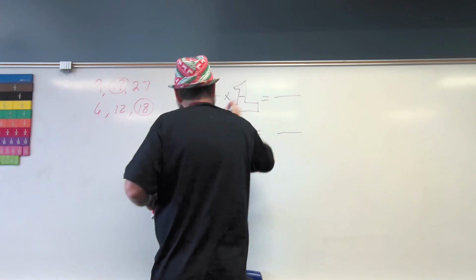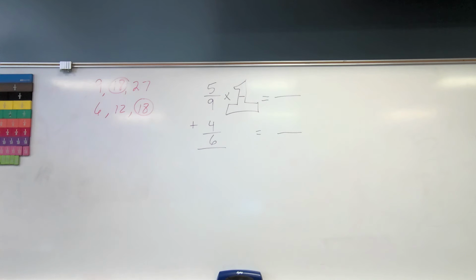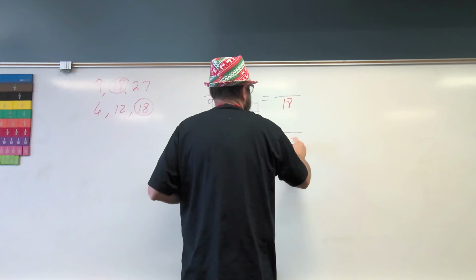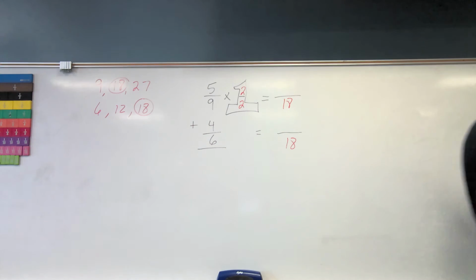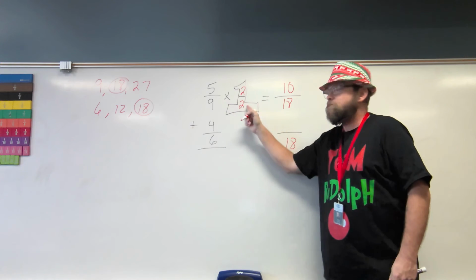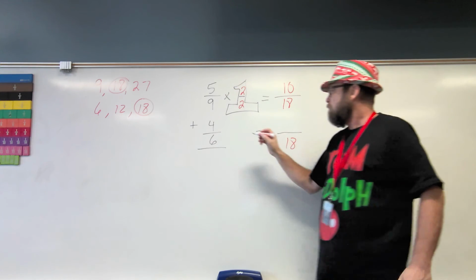So now, what do I multiply by 9 to get 18? 2. So I'm changing so they're both over 18. I multiply this by 2 over 2. And what is my numerator there in my first addend? 10. Because I did 9 times 2 is 18. 5 times 2 must be 10.